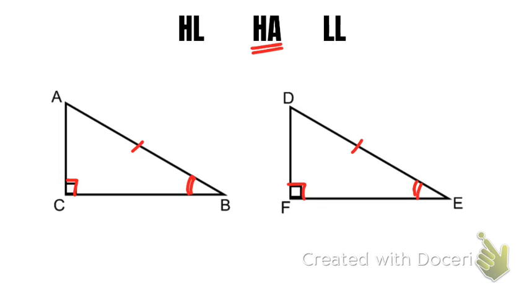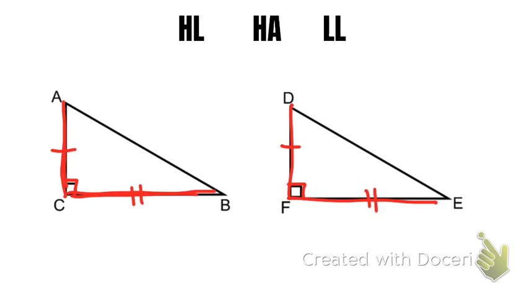And then the last one is leg, leg. So you have your right angle, and then remember the legs are the two sides that form that right angle. So if I show that these two sides are congruent and these two sides are congruent, that's saying that both of the sets of legs are congruent. So we can conclude that these two triangles are congruent because of the leg-leg theorem.